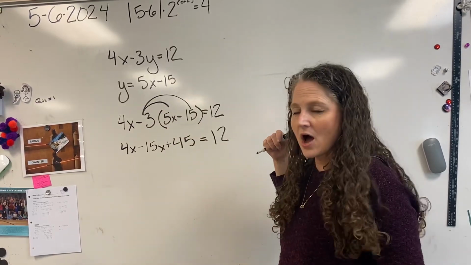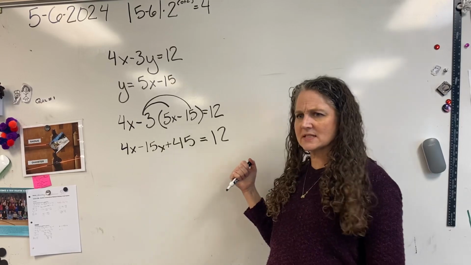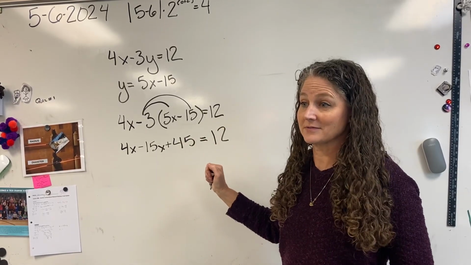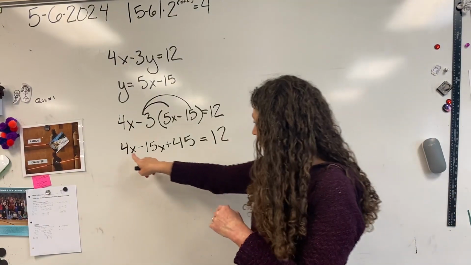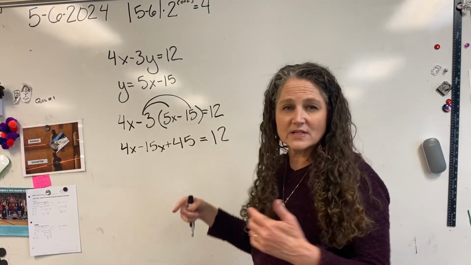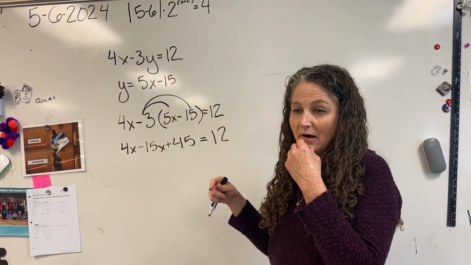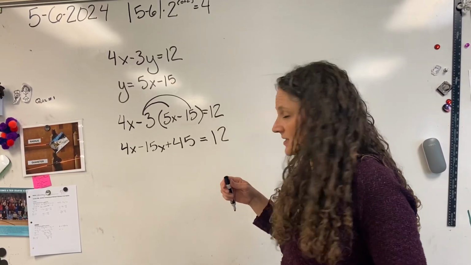So now, who told me that I wanted to get the x's together? That was Trisha. Trisha, I think now is a good time for that. Okay, so let's get these x's together. We have a 4x and we have a negative 15x. What's 4x, Jaden? What's that going to be? Oh, she's going to math that real quick for us.